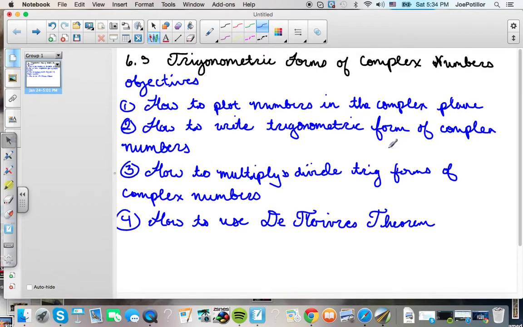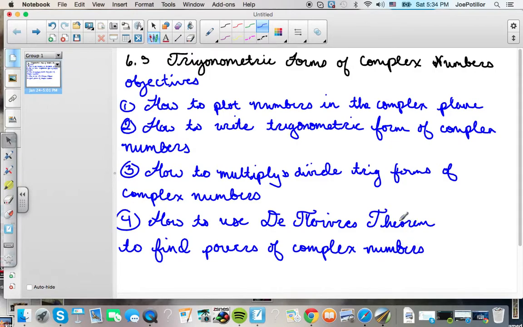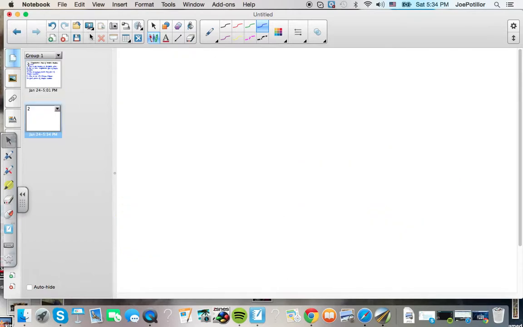How do you use De Moivre's theorem to find... And last objective is, of course, to find nth roots of complex numbers.